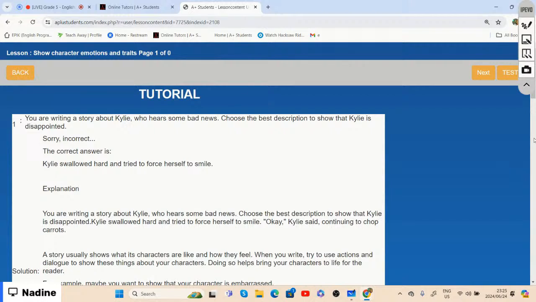All right. So we're going to look at examples, right, of how we are showing character traits as well as the character's emotions. It says you are writing a story about Kylie, right? So now we're going to be looking at a specific scenario, right? It says that you are writing a story about Kylie who hears some bad news, right?